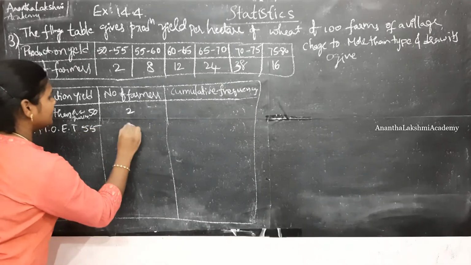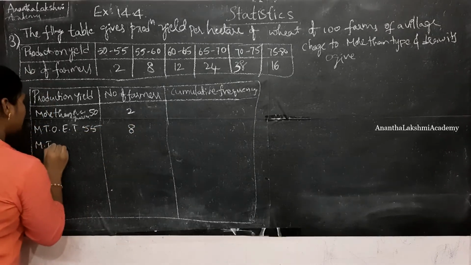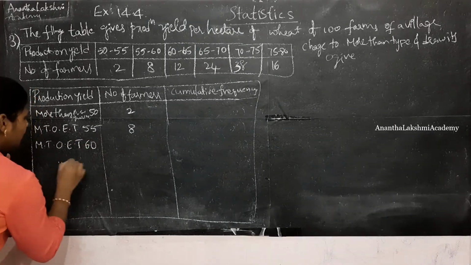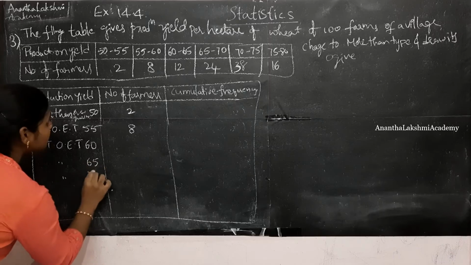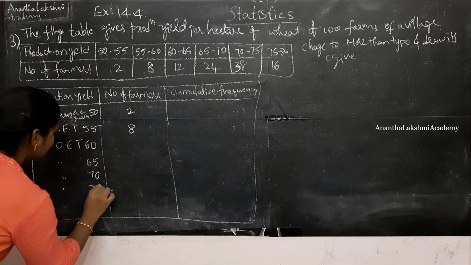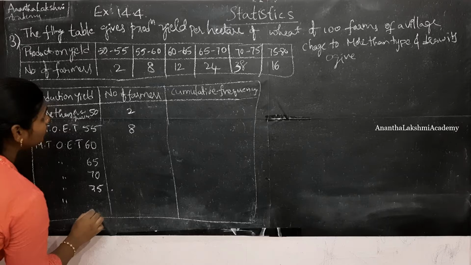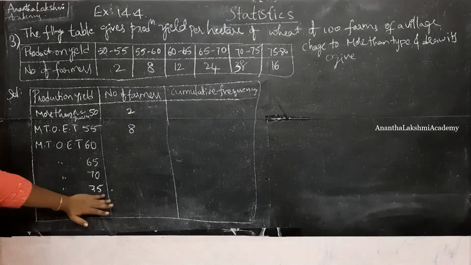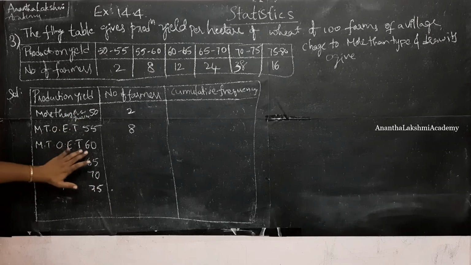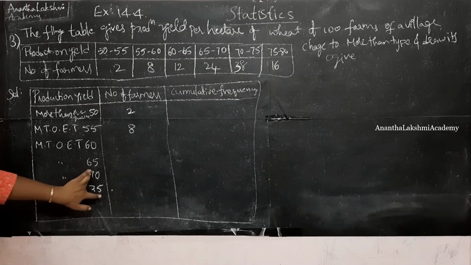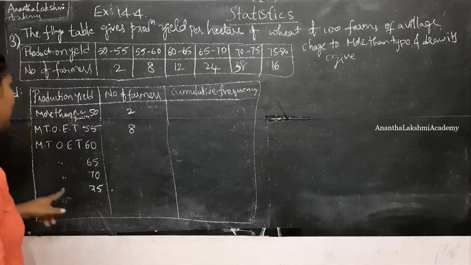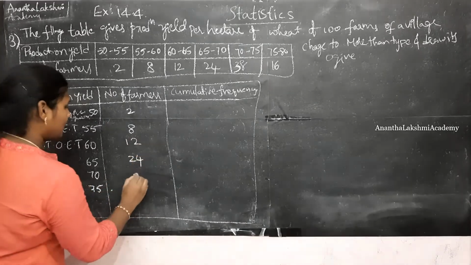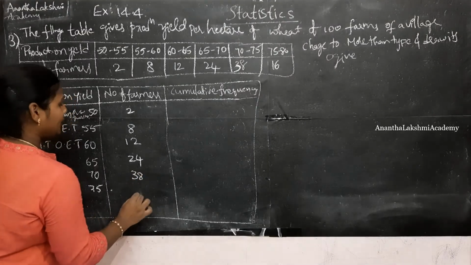55 is 8. More than or equal to 60, 65, more than or equal to 70, more than or equal to 75. Okay, that's it. The lower boundary is still 75 itself. 50, 55, 60, 65, 70, and 75. 1, 2, 3, 4, 5, 6. Now, the frequencies are 2, 8, 12, 24, 38, and 16.